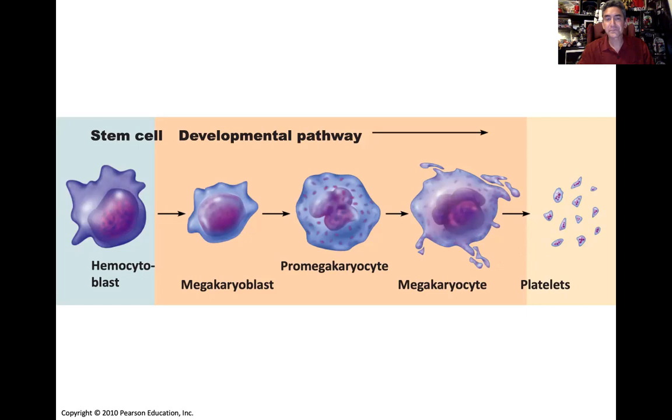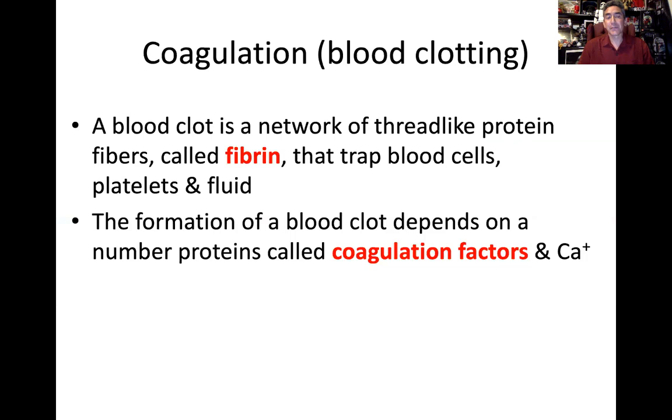So blood clotting, a blood clot is a network of thread-like protein fibers called fibrin. So when you talk about a blood clot, I want you to start utilizing the term fibrin. Fibrin is the actual mechanism, the molecule that actually clots the blood. The formation of a blood clot depends on a number of proteins called coagulation factors and calcium. So coagulation factors are going to be little proteins that are also found within the blood that will cascade in one of two paths, like a domino effect. One protein becomes functional and catalyzes another protein, another reaction, and eventually ending up at this molecule we call fibrin, the clot itself.